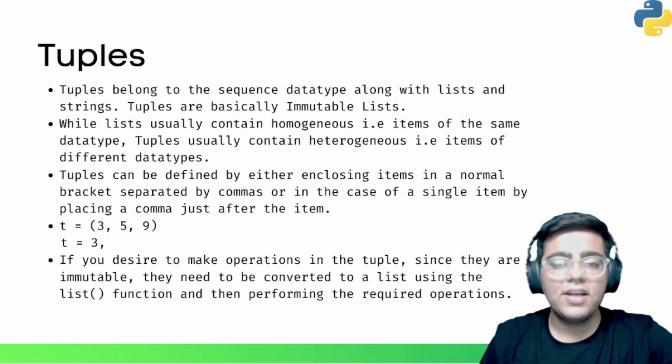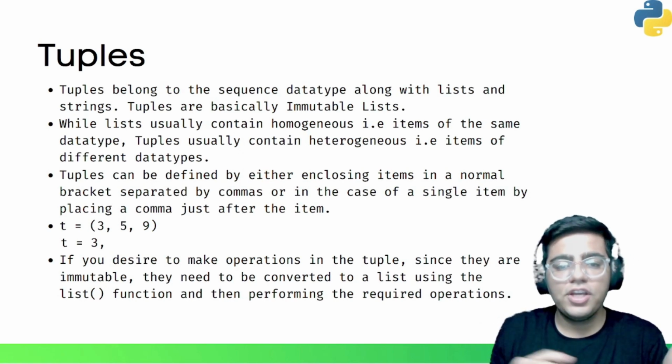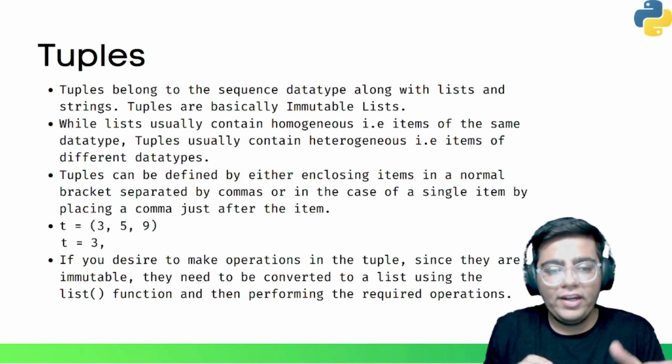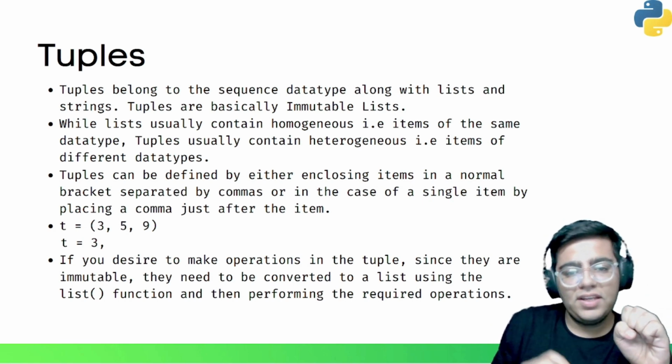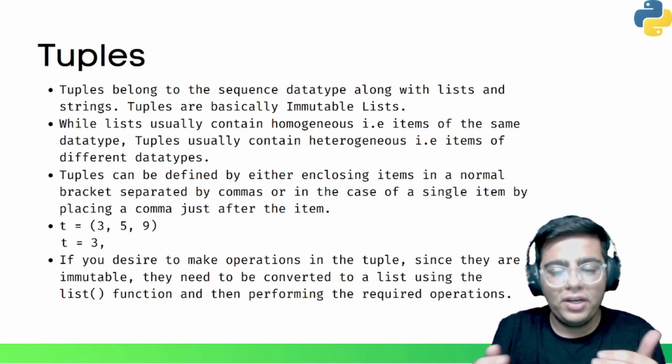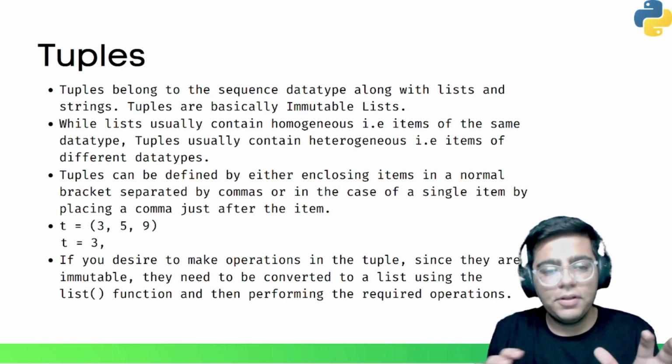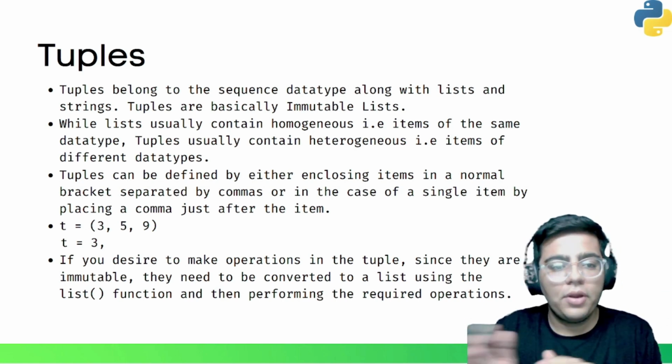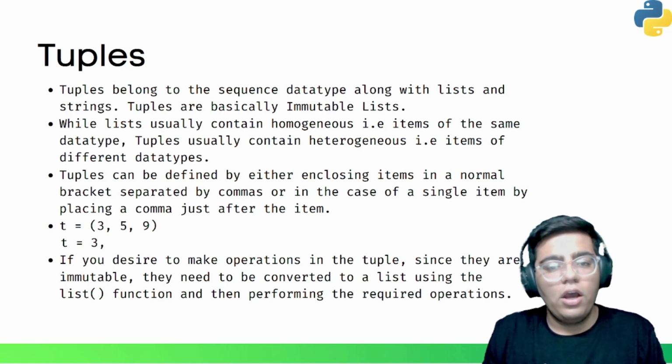So what are tuples, you might ask? Tuples are basically lists which are not mutable, right? While in a list we could take a particular index and change it, or perform a list of operations on lists, you can't do anything like that on tuples. Tuples are like strings, right? They're immutable. You can't change them once they have been defined.